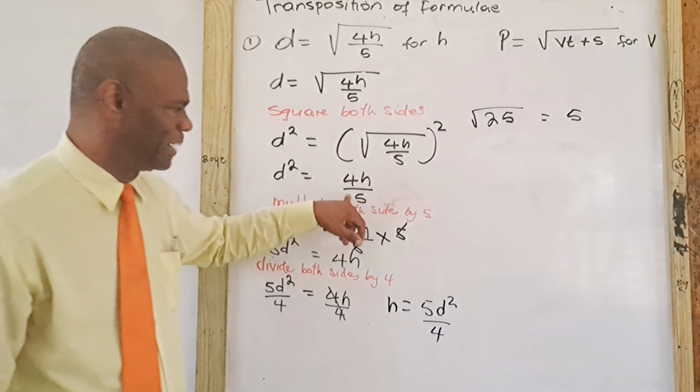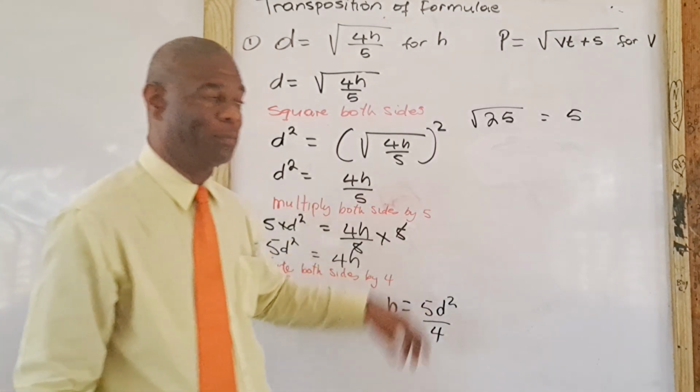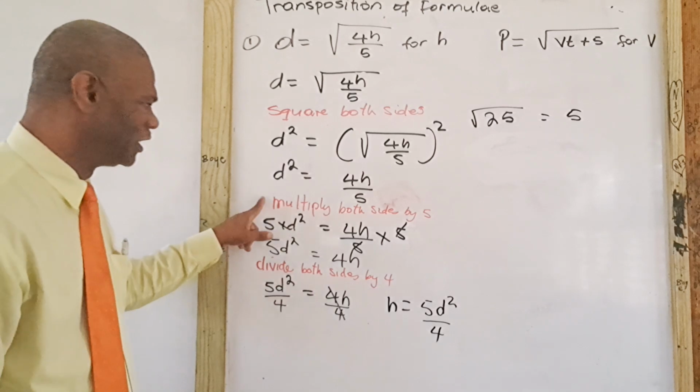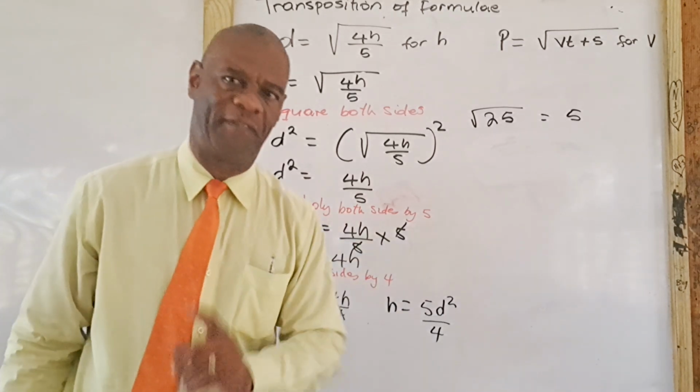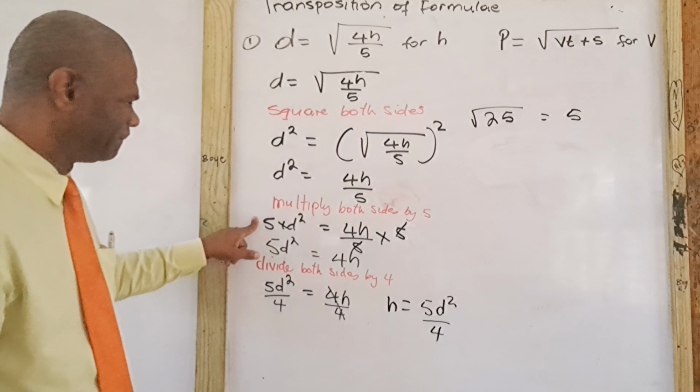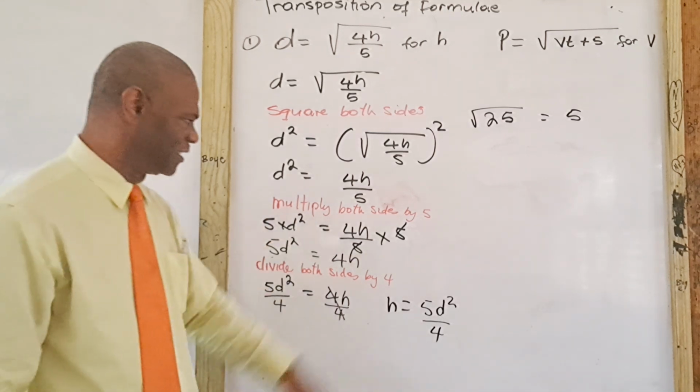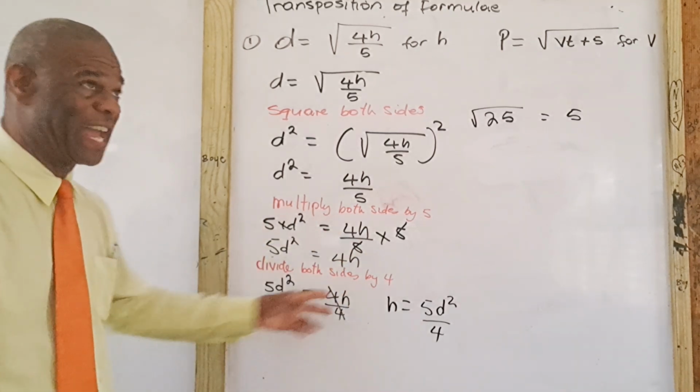Right? To get rid of this denominator here, it's dividing, so we must multiply. And so we multiply both sides by 5. Alright? Then we have that here. The 5 is cancelled. We are left with 4h, or 4 times h.